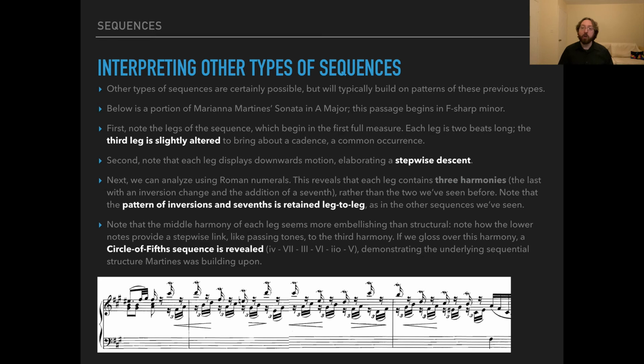First, we should note the legs of the sequence, which begin in the first full measure. Each leg is 2 beats long, with the third leg being slightly altered to bring about a cadence. This is a very common occurrence where we have 2 legs that move in relatively lockstep fashion, with the last leg being slightly changed. It gives a sense of variety and a nice rule of 3 aesthetic. Second, note that each leg displays downwards motion, elaborating a stepwise descent. So we start with a D as the highest note in the first leg, then a C sharp, then a B.